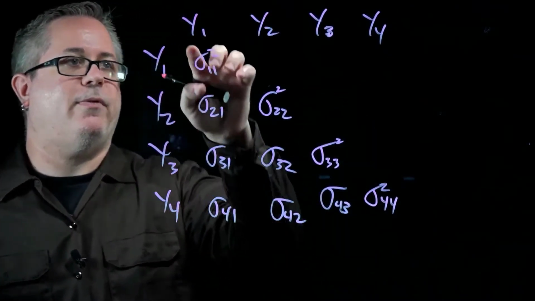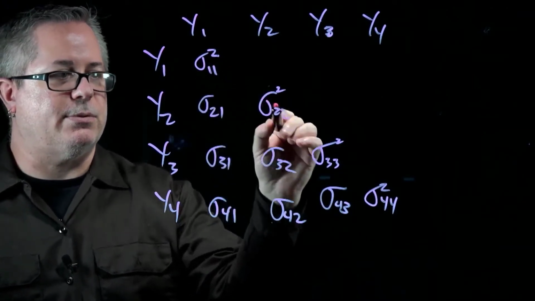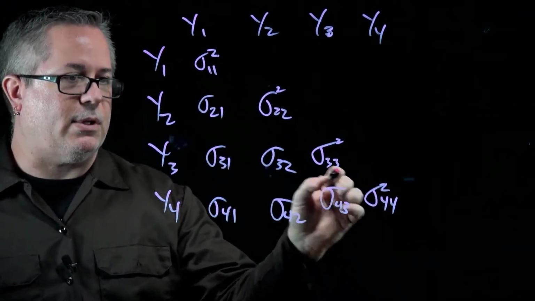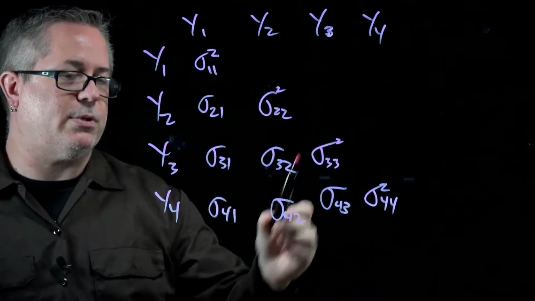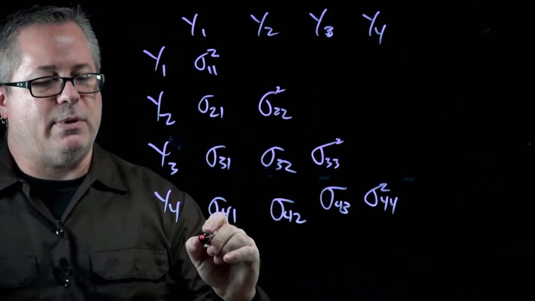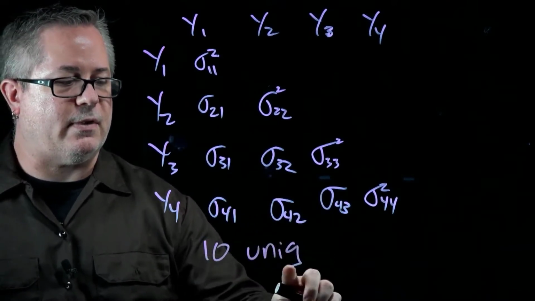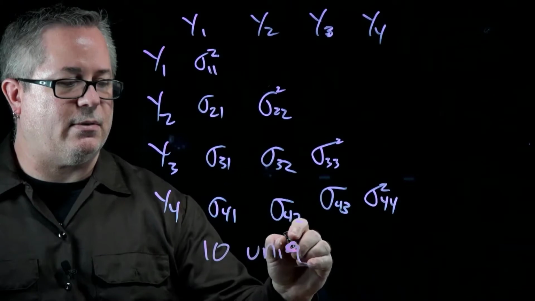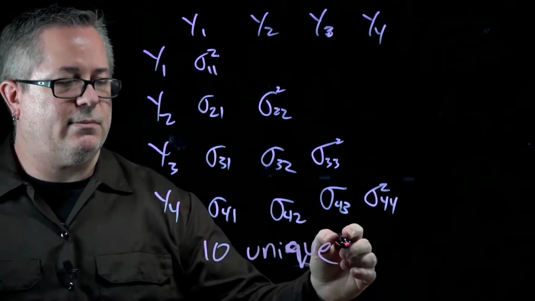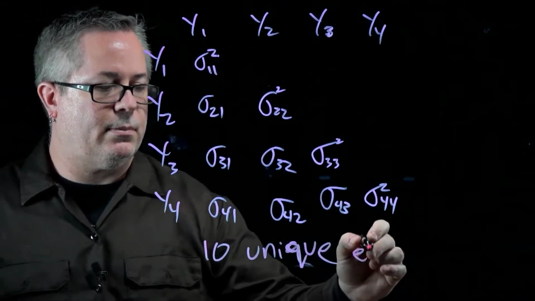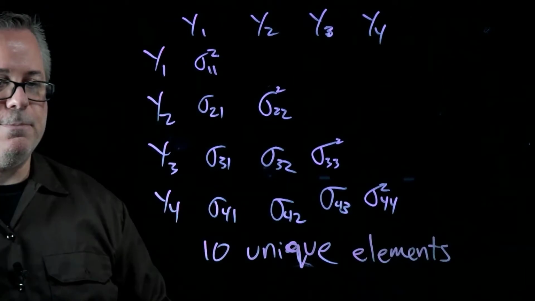So with 4 variables, how many unique items do we have? We have 1, 2, 3, 4, plus 1, 2, 3, 4, 5, 6. So with 4 variables, there end up being 10 unique elements. That is the size of our data set. Our data set is essentially 10 elements large. There are 10 things that need to be accounted for in this model.